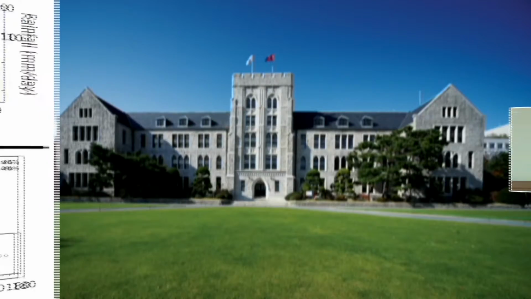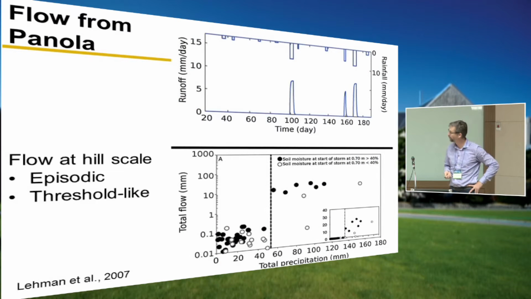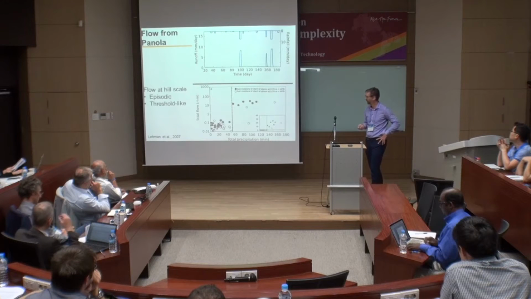So what he sees when he measures this particular hill slope, and we actually see it in some other hill slopes as well, is that the flow from Panola is episodic. Not every rainfall is leading to the outflow at the bottom of the hill. But it's also threshold-like. So below a total precipitation amount, we see negligible amounts of water coming out of the hill.